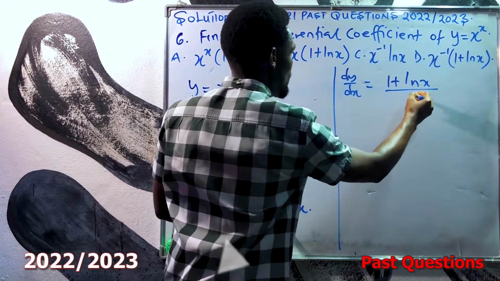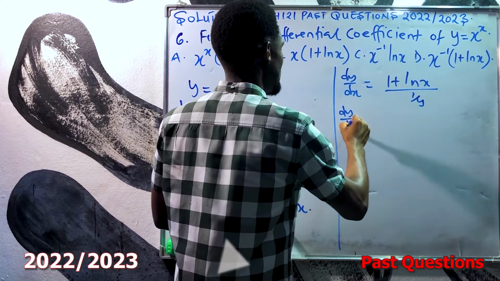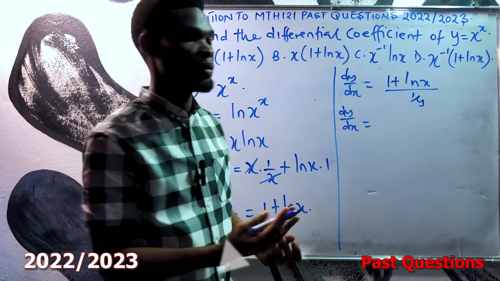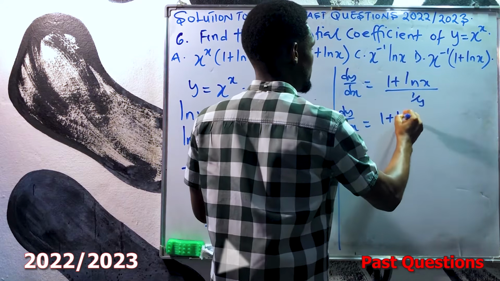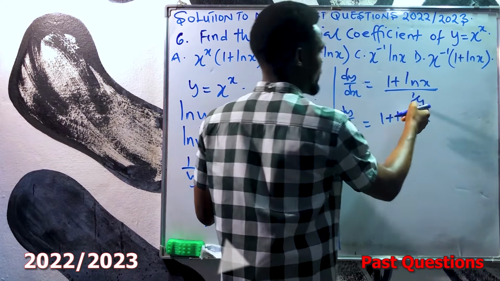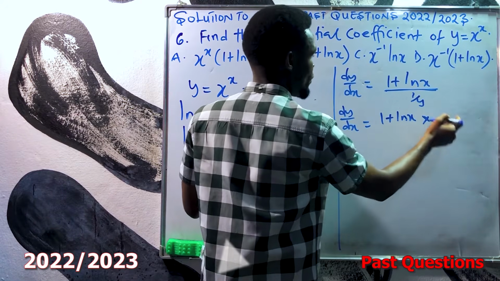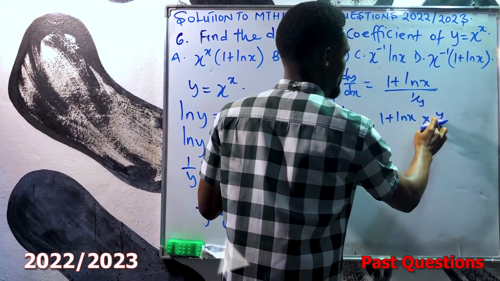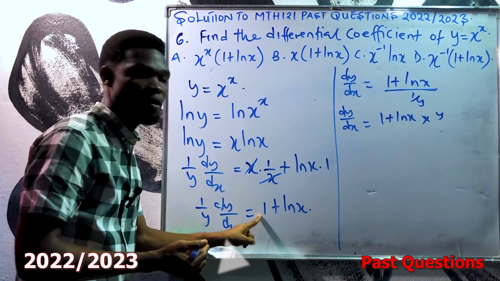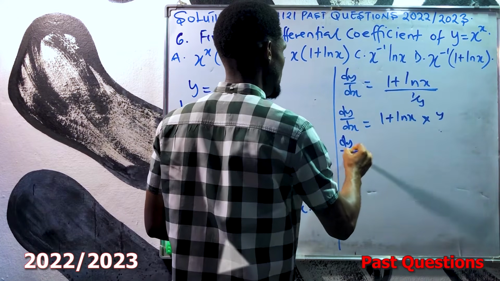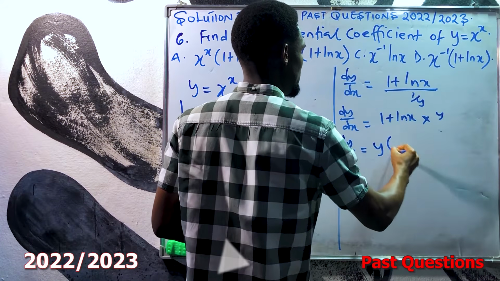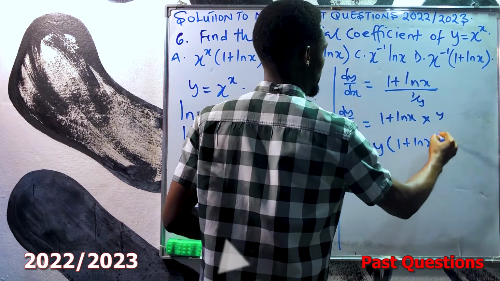Moving down here, you have 1 over y. So dy dx is equal to, from your knowledge of simple manipulation of fractions, 1 plus ln x times, this division will change to times, then y will go up and 1 will come down. So you have y over 1, which is simply y. That's what I mean: when 1 over y moves to this side, it becomes y. So at this point, dy dx is y times 1 plus ln x.